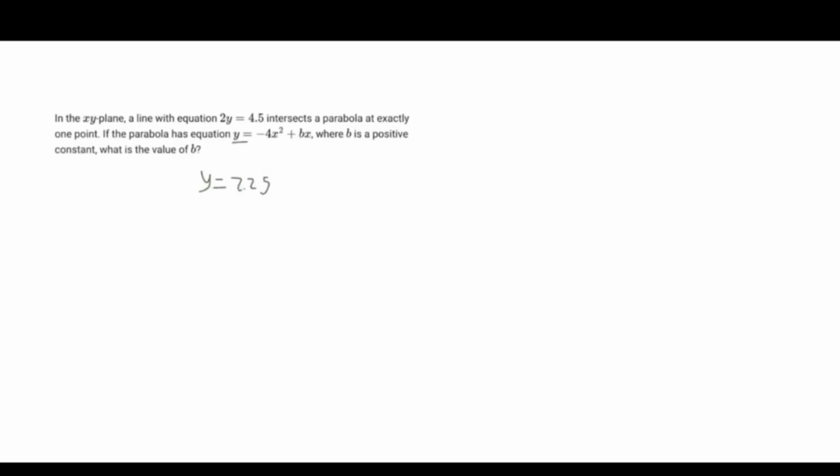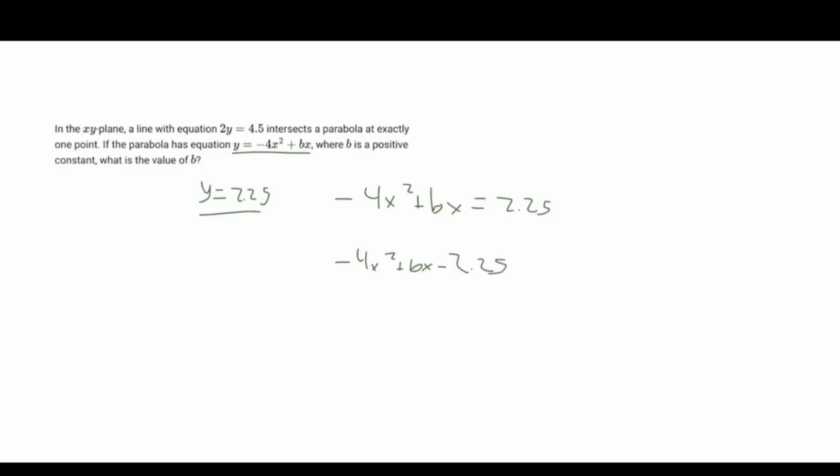So now since both of these, this one up here and this right here, are both y equals, we can set them next to each other. So negative 4x squared plus bx, we can now say that is equivalent to just 2.25. You'll find we'll get a quadratic, which has the actual c value. So this becomes, let's write this down, negative 4x squared plus bx minus 2.25.